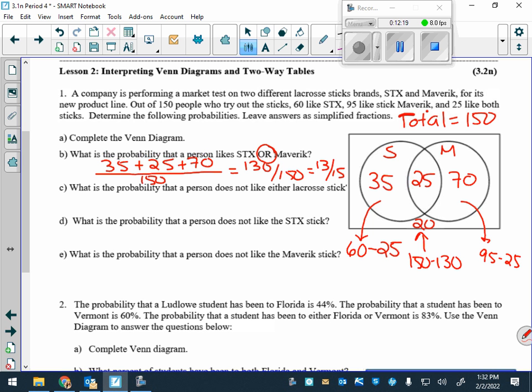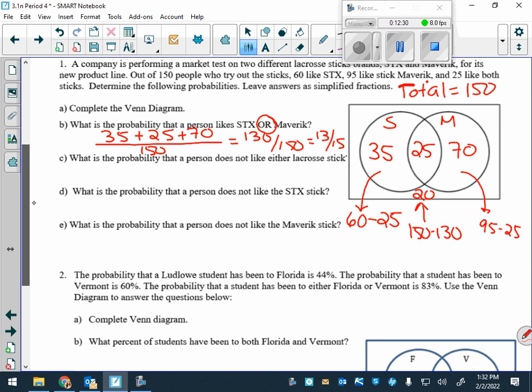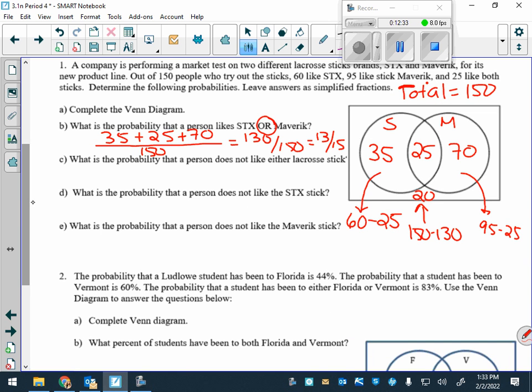What is the probability that a person does not like either? Lila. That doesn't like either. Did you say 25 or 20? Okay. Louise? It's 20 over 150. 2 over 15. Does not like either is on the outside.